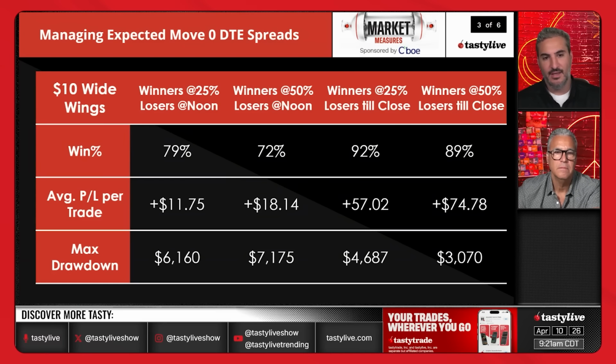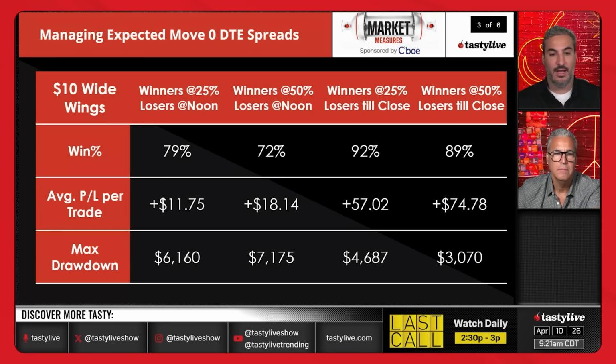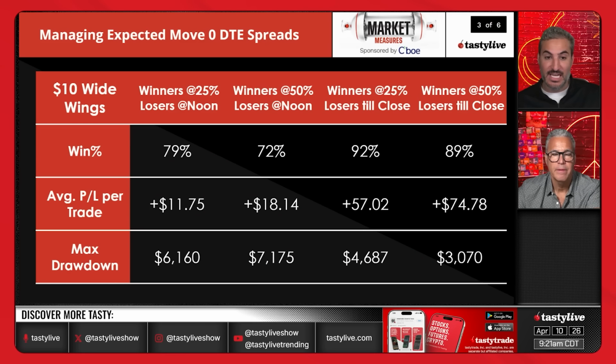You'll see that obviously targeting bigger winners and holding losers till the close, especially in what has been a bullish market, is going to be your highest average P&L per trade, and it actually does reduce your max drawdown, because when you look back at the market over the last 3 years, a lot of times you've had a bullish lean in the market, and so your biggest losses actually decrease there.